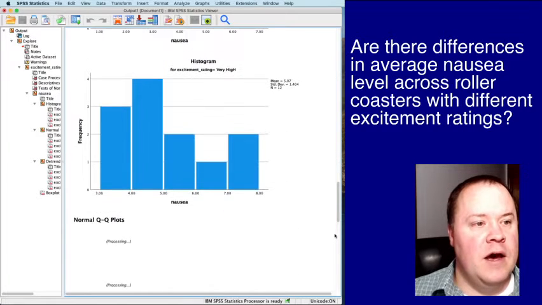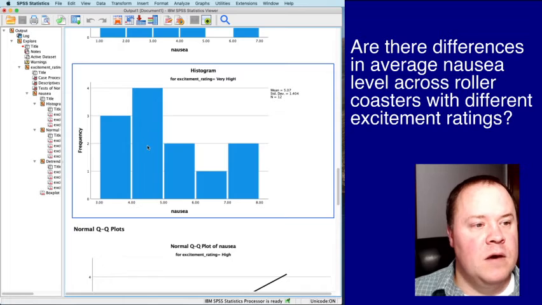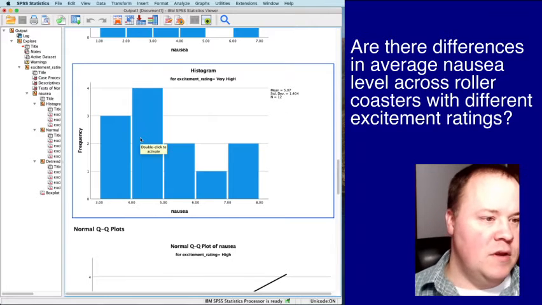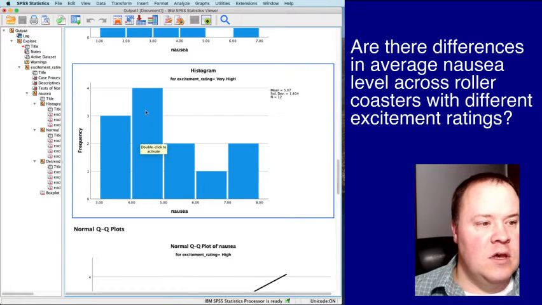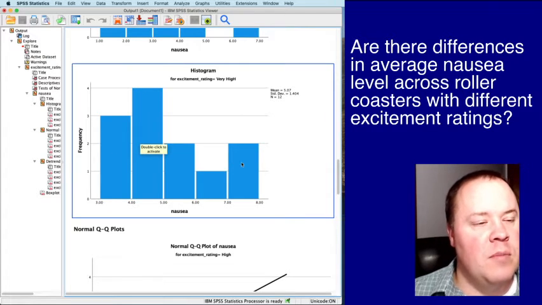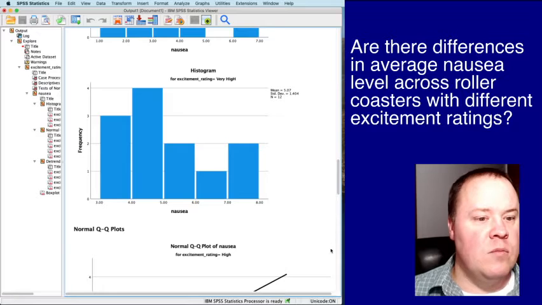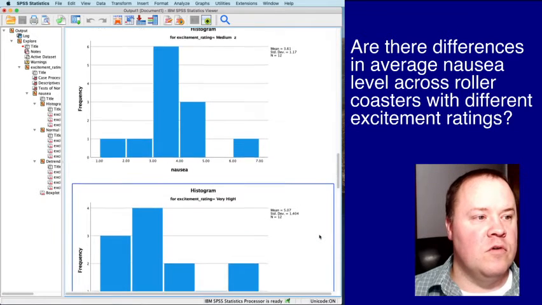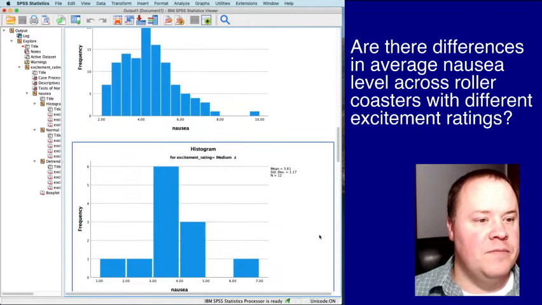And for the very high group, it looks like it's probably a little bit skewed to the right because of this bar here, but there's so few data points in each of these bars that this one is even more difficult than the medium group to tell.